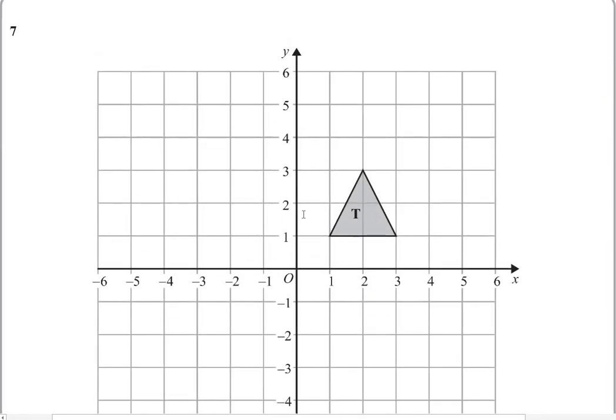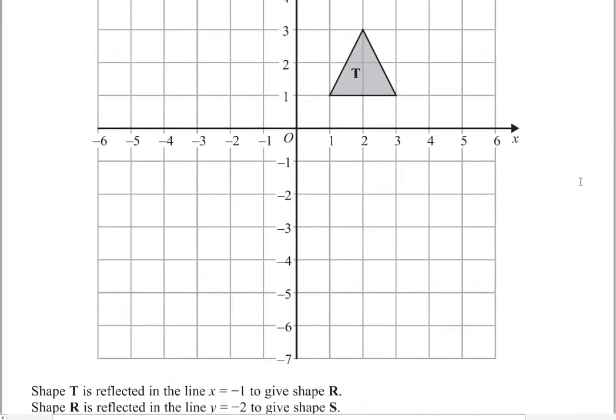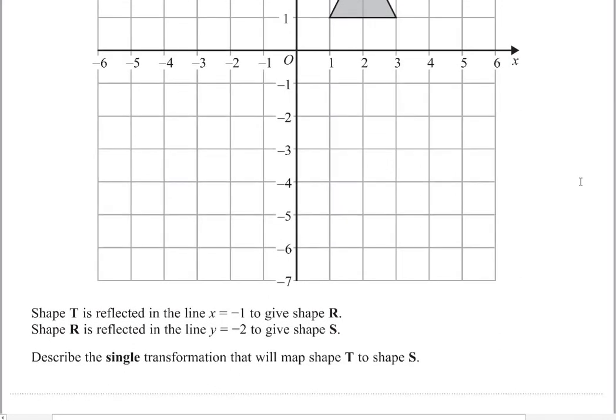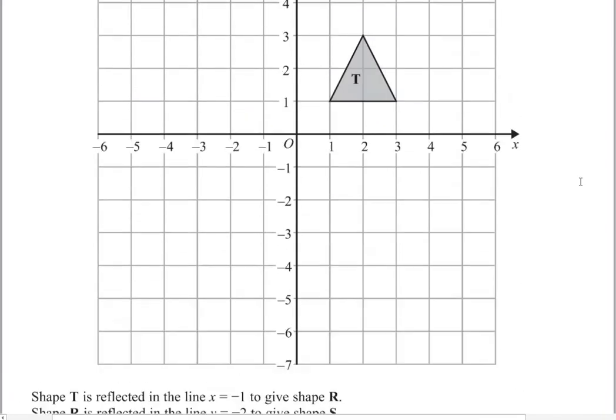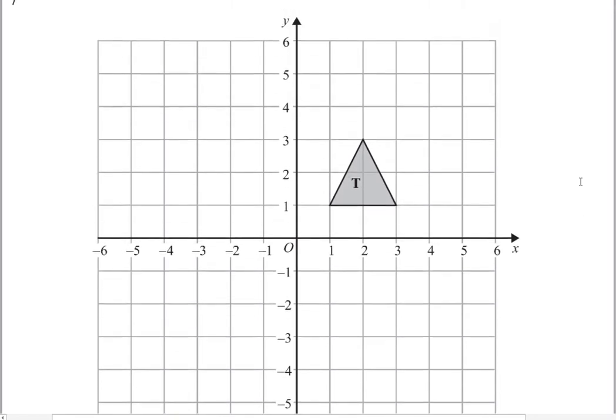Okay, question 7. Here we have a shape T. Shape T is reflected in the line x equals 1 to give shape R. Shape R is reflected in the line y equals 2 to give shape S. Describe the single transformation that maps T onto S. So T is reflected in the line x equals 1. It's this line here. Again, make sure you use a ruler, not like me.